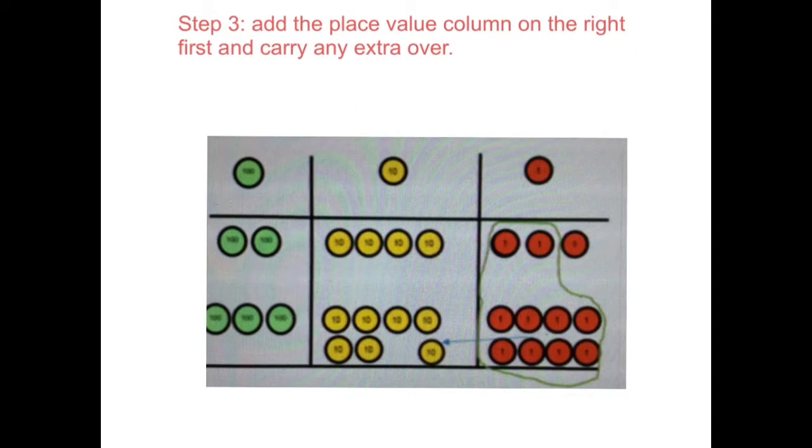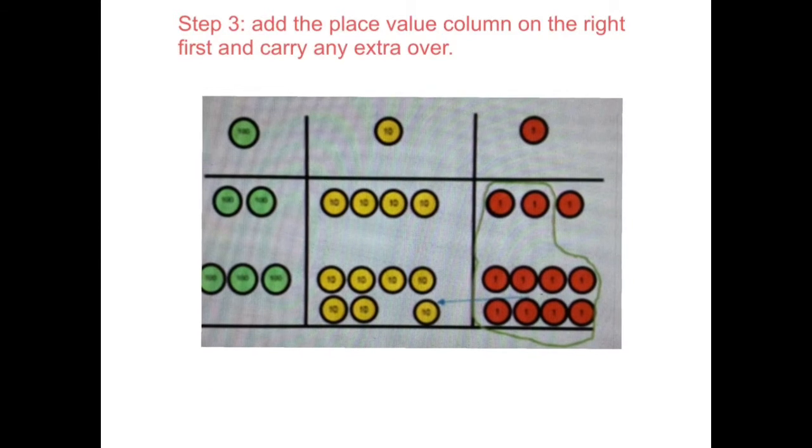Step 3. Add the place value column on the right first and carry any extra over. So in this case, the column on the right is the units, and we have 3 add 8. Now, let's just move the page up. We know straight away 3 add 8 in our heads equals 11, so we can check that by counting the number of counters that we have. So we've got 1, 2, 3, 4, 5, 6, 7, 8, 9, 10, 11. So altogether we have 11 counters.